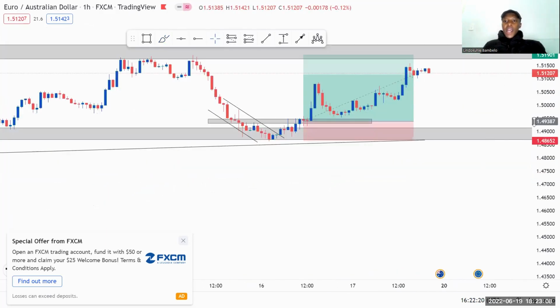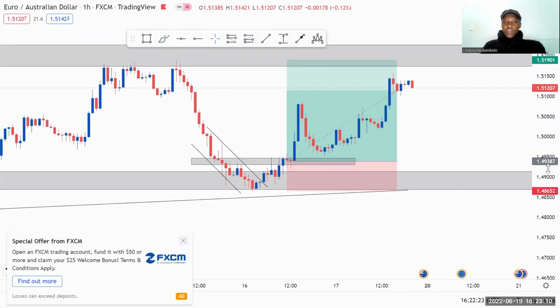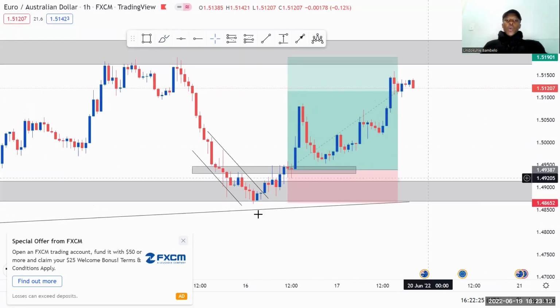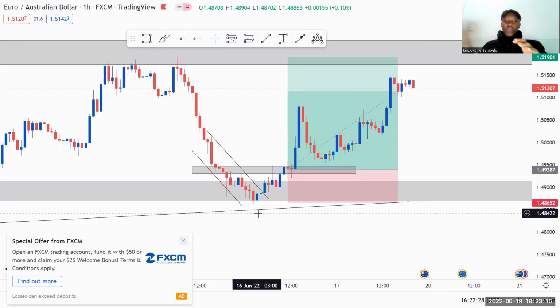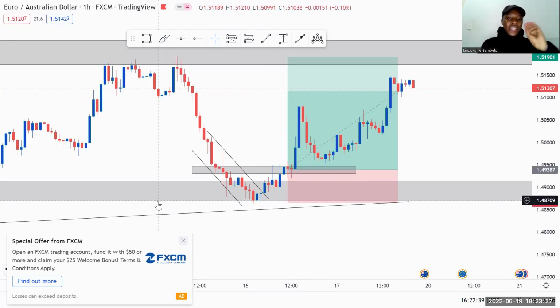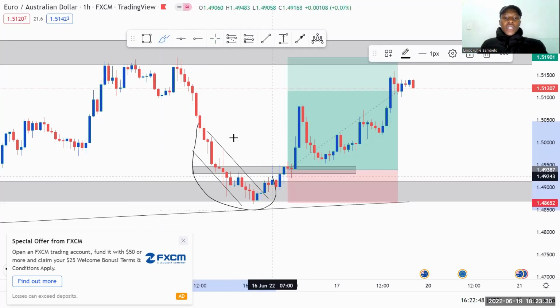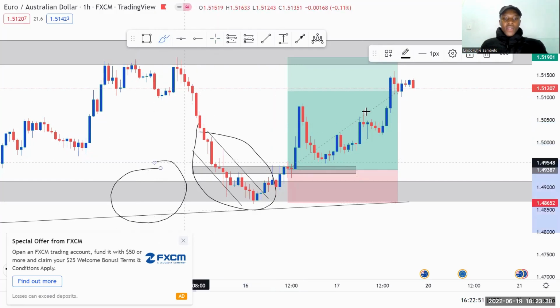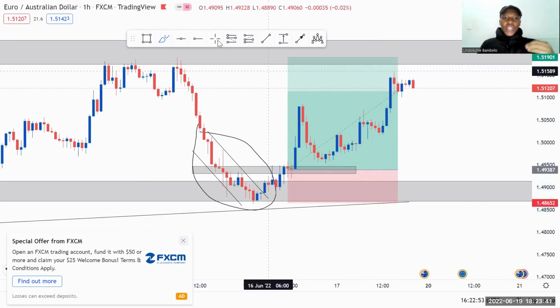The reason why I said I will look for buying opportunities on this market was simply because we were in an uptrend. In an uptrend, we're still looking for buying opportunities for as long as the market is still inside that bullish trend. Then the second thing I spotted was this support level, which the market was respecting for a very long time. And then I noticed how the market was approaching this support level. It was approaching it in a corrective manner.